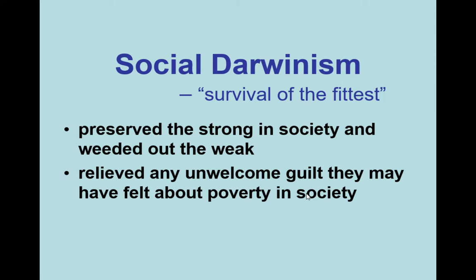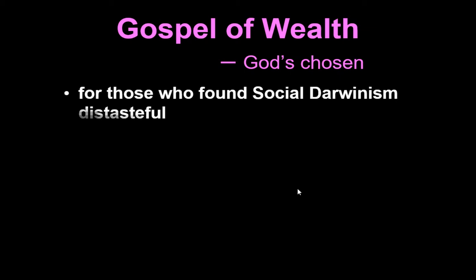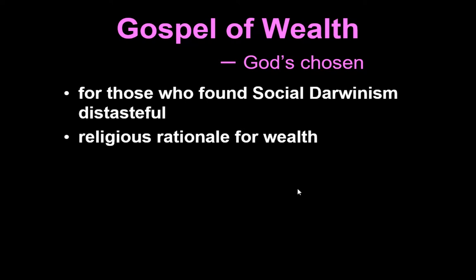Now, some of these individuals just found this distasteful, that idea of being compared to the animals, and they chose a different method, and that was the gospel of wealth, or God's chosen. Carnegie definitely believed in the gospel of wealth. This is for those who found social Darwinism distasteful. And it gave a religious rationale for wealth, in that God chose them. They were chosen to be wealthy.